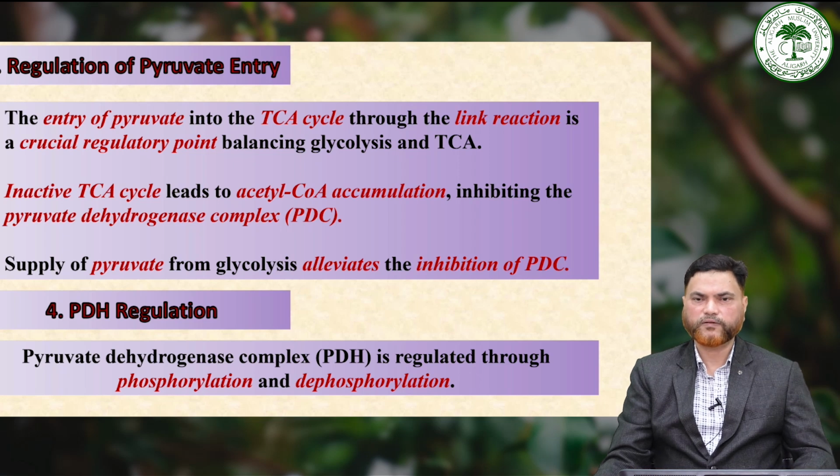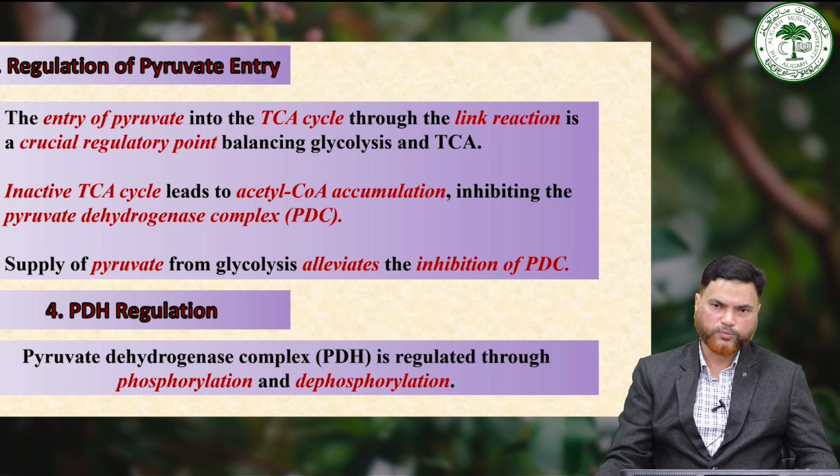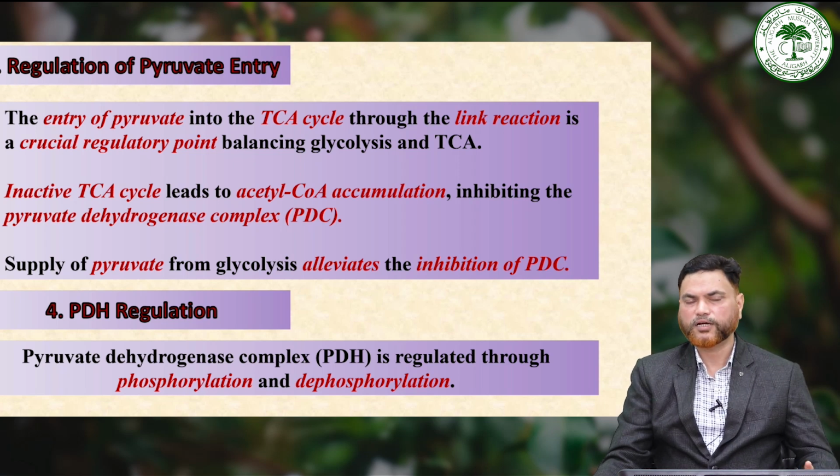When energy levels are low, indicating a need for ATP production, then pyruvate dehydrogenase complex is dephosphorylated, allowing pyruvate to enter into the TCA cycle and generate energy. Then this also depends upon the availability of substrate. So, the availability of substrate, particularly pyruvate itself, influences the entry of pyruvate into the TCA cycle.